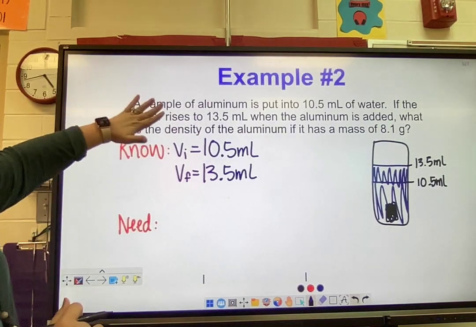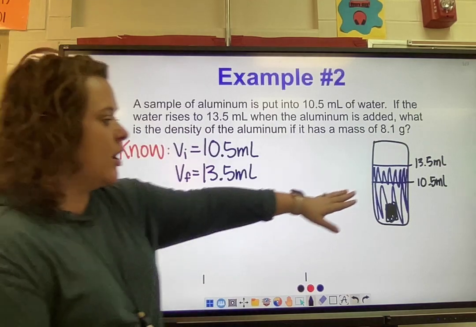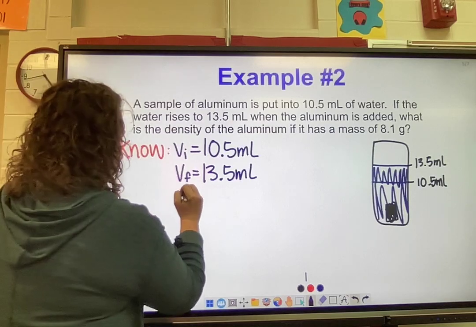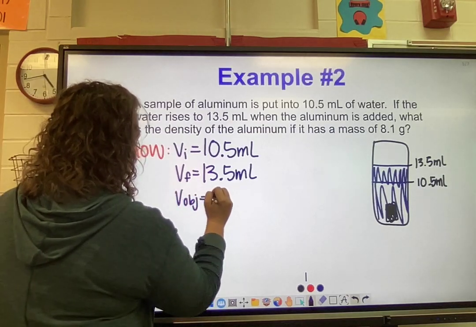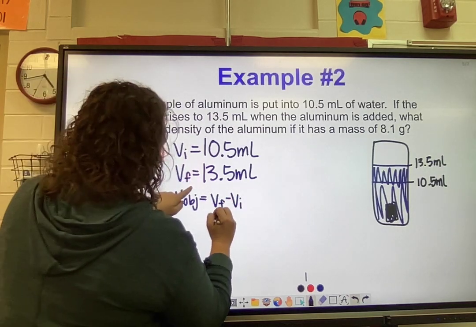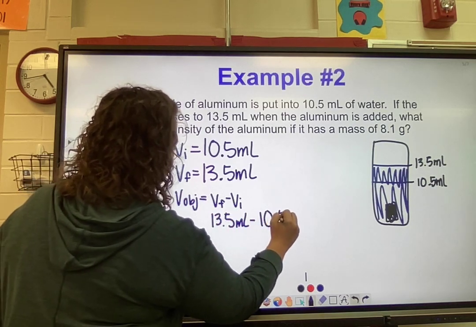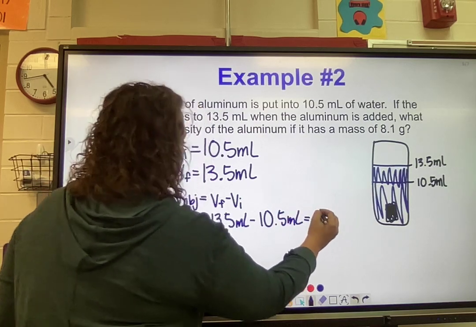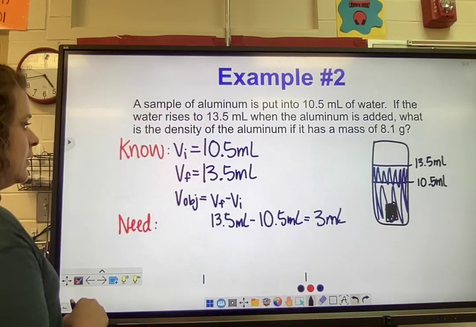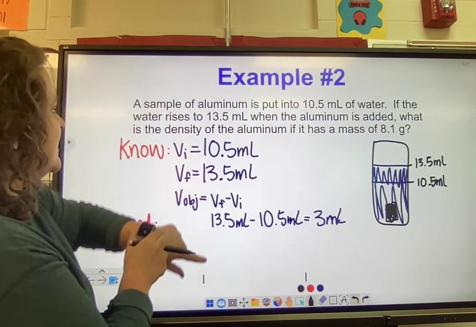Now, we know the volume. We have two different volumes, but we need the ultimate volume of this object. We don't need the volume of the water. We need the volume of that object. So to find the volume of the object, we're going to have V sub F minus V sub I. And when we do that, we're going to take our 13.5 milliliters, subtract the 10.5 milliliters, and get 3 milliliters for our object.